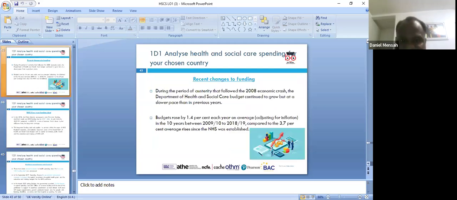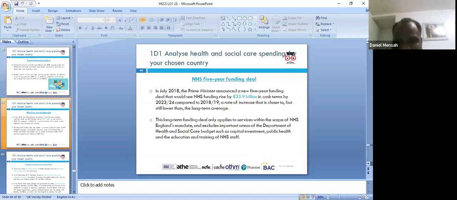Okay, recent changes of funding: during the period of austerity, the economic crash, the Department of Health and Social Care budget continued to grow, but at a slower pace than in previous years. Budgets rose by 1.4% each year on average. There's a budget increase of about 1.4% every year that goes on to NHS England as well.